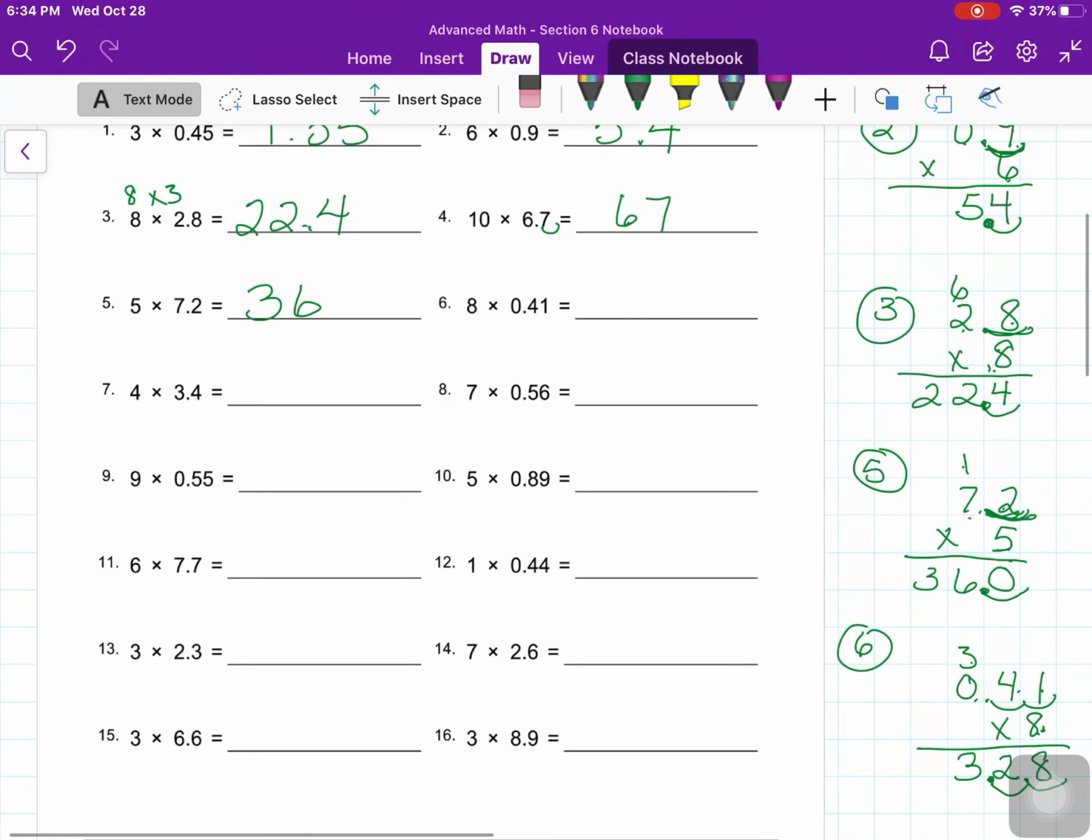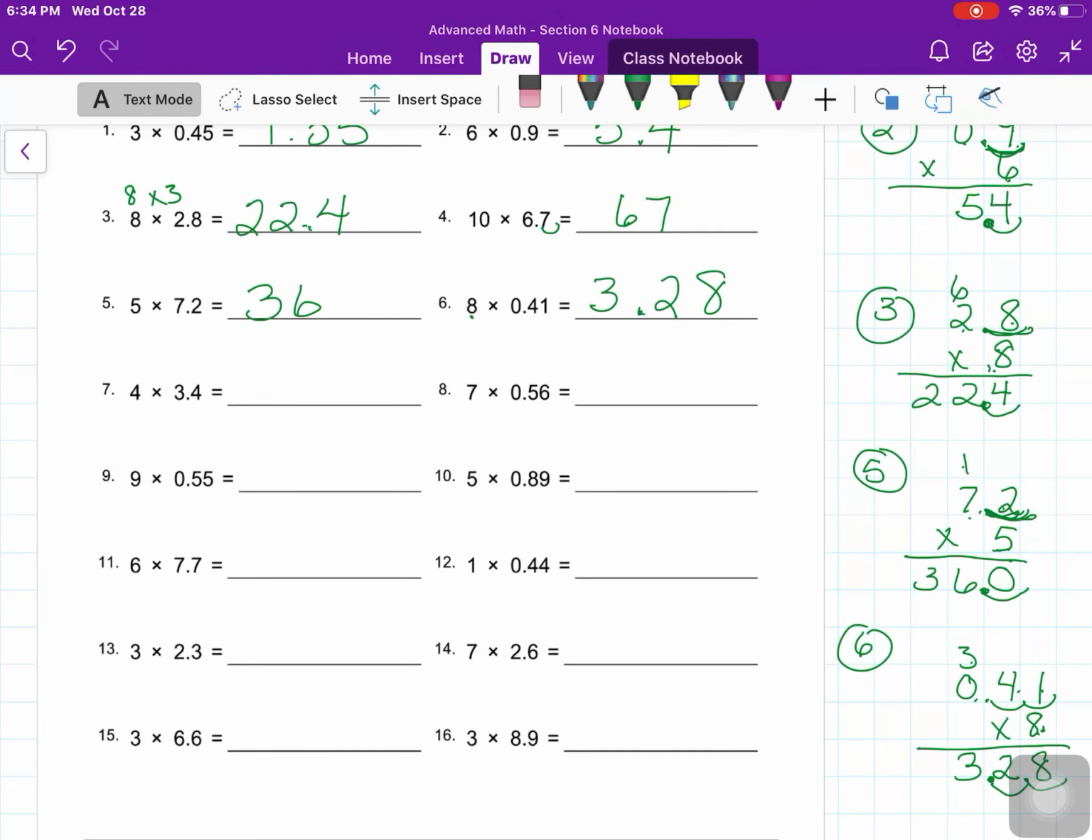My answer is 3 and 28 hundredths. Double check, make sure that makes sense. 8 times 0.4. Well, that doesn't even round to 1. And if it was 1, it'd be 8 times 1 is 8. So I know my answer should be less than 8. So that would make sense to put my decimal point right there for the 3.